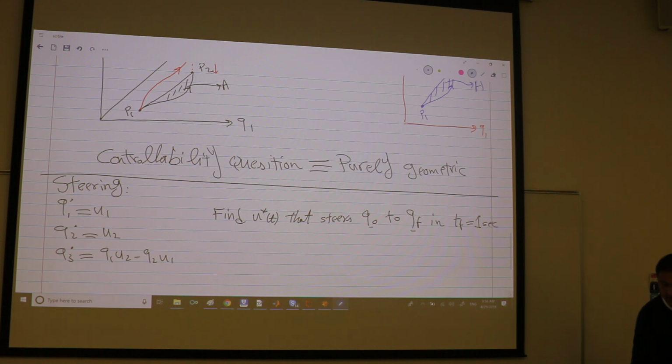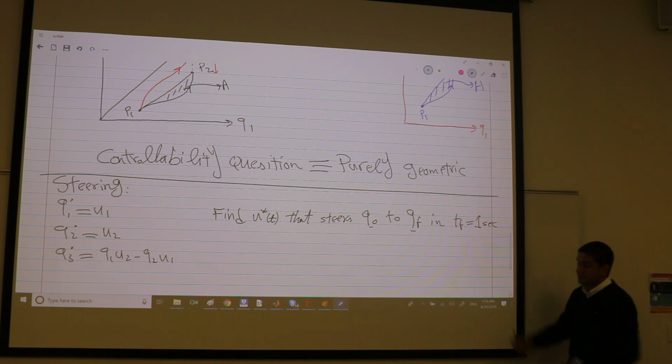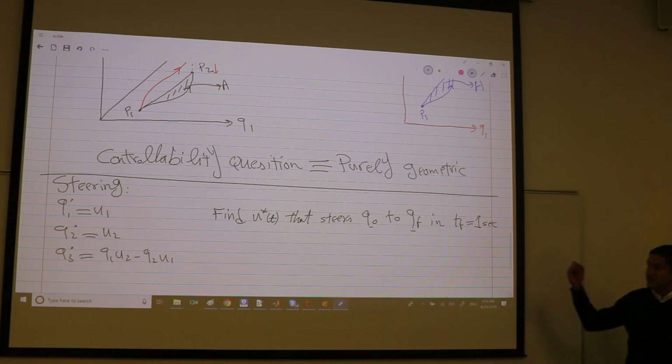Don't care about time now, it's an unbounded control problem anyway, we can do it in whatever time you like, if I can do it in 1 second. Find U star that steers Q, some Q naught given to some Q final given in 1 second and minimizes J, 0 to 1, the control energy.